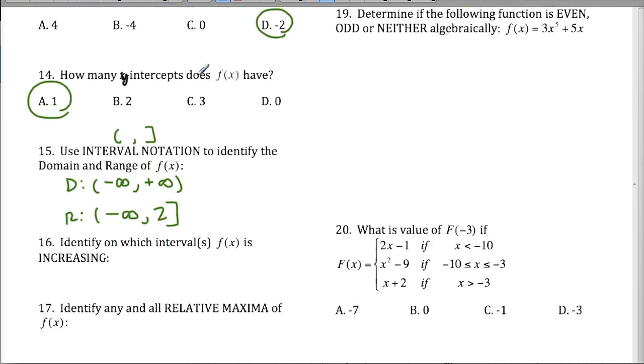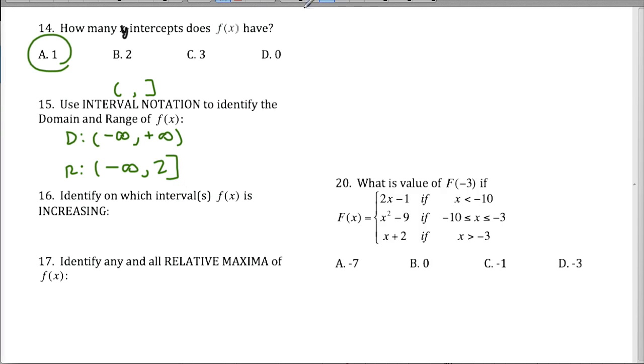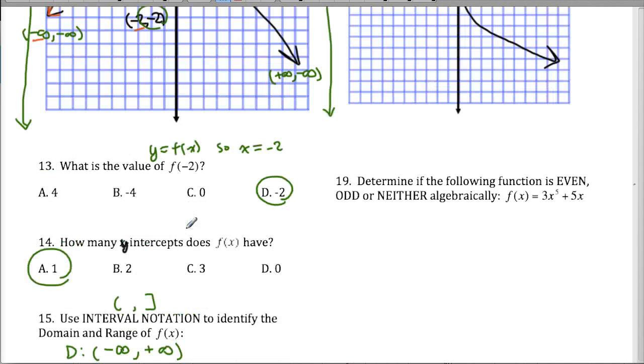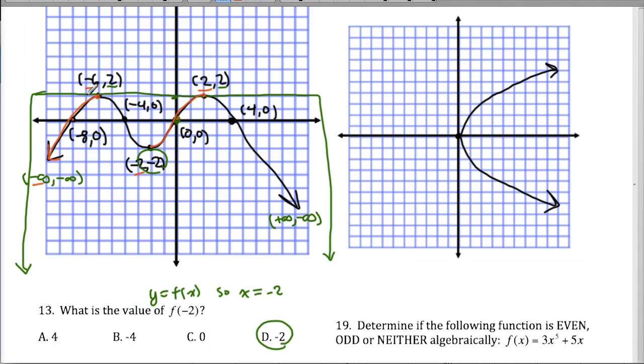So that's the intervals on which f of x is increasing. So it should read negative infinity to negative 6, and, or you could say union if you wanted to. I accepted that notation. You could also say from negative 2 to 2. Okay, and remember, these are parentheses around these intervals because at these points, it's neither increasing nor decreasing.